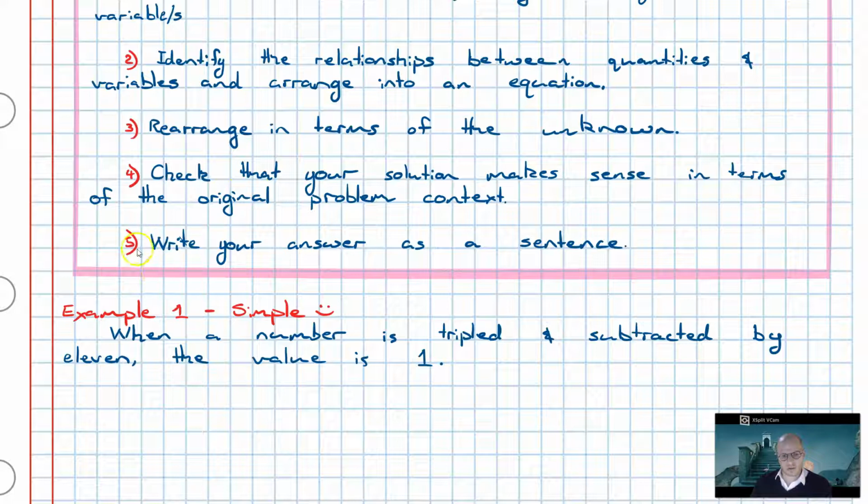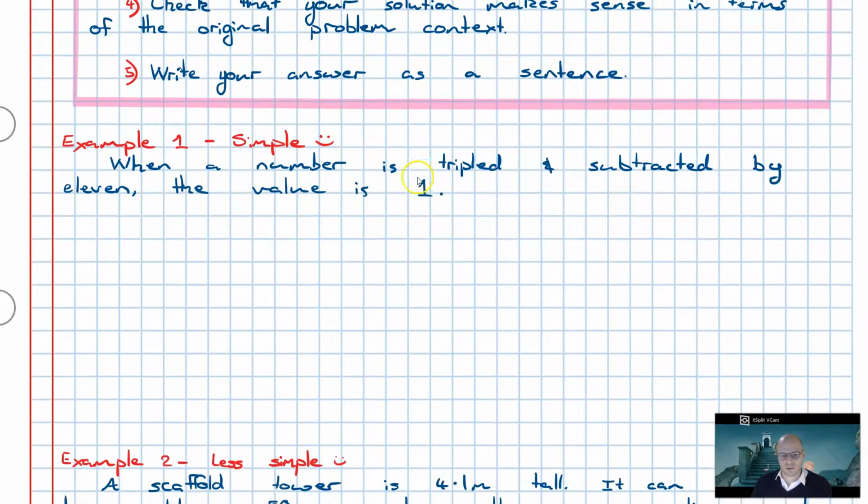And finally, for step 5, if you're presented with a problem in a written form, then you need to respond to the problem also in a written form. So for step 5, you write your answer as a sentence. Alright, let's have a look at some examples.